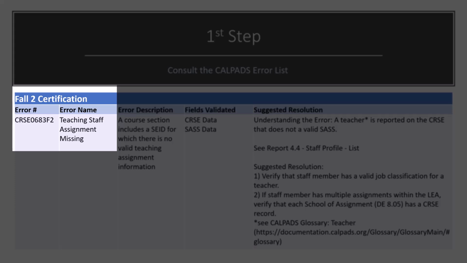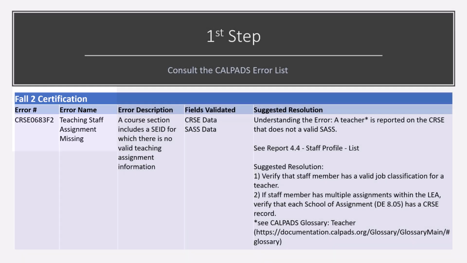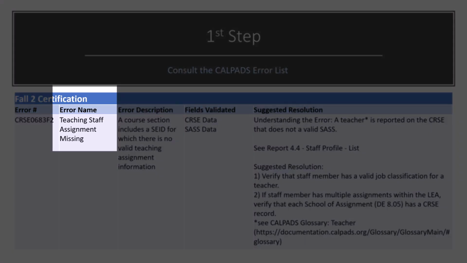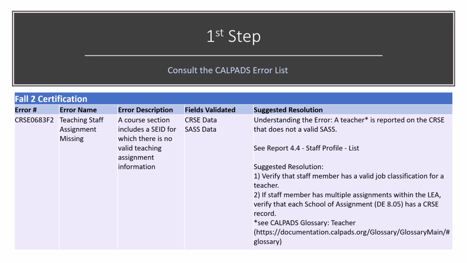That's for reference, just so you can come to this documentation, the CalPADS error list, or troubleshooting section in the CalPADS user manual. And you can see the error name is teaching staff assignment missing. A common mistake is trying to troubleshoot with just the error name. As you can see, this is not enough detail to even investigate. At the very least, you should reference the error description, the fields validated, and the suggested resolution.